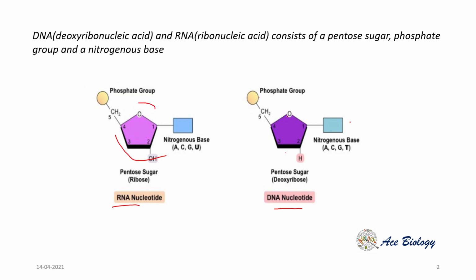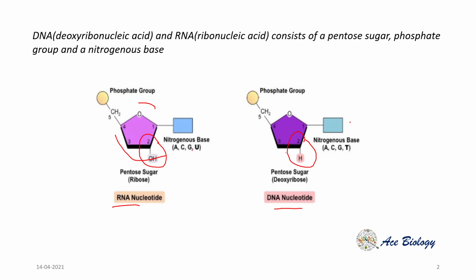Here you can see that at the 2' position of the pentose sugar group, in case of DNA, you are having only a hydrogen atom. But in case of RNA, you are having a hydroxyl group, that is, the OH group is present here. So this is the difference between RNA and DNA.